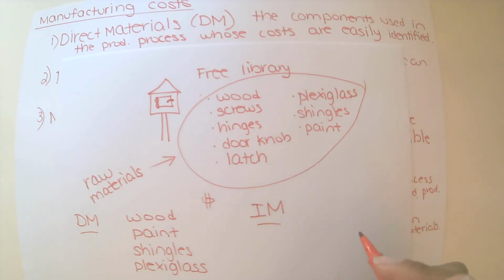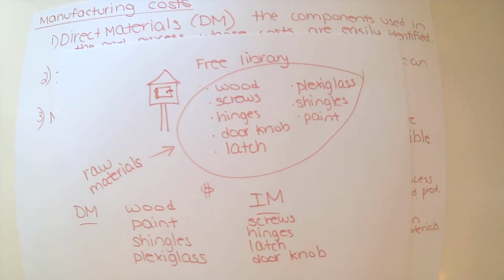So think of it as being a low cost. So for example, the screws that we use, the 2 hinges, the latch, the doorknob. Okay, because those are relatively small in amount. So we would classify those as indirect materials.